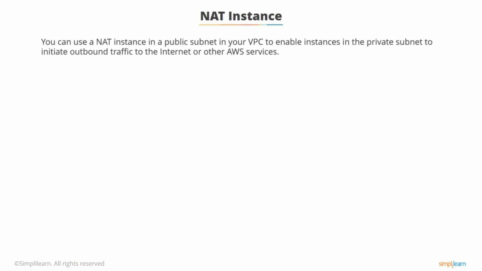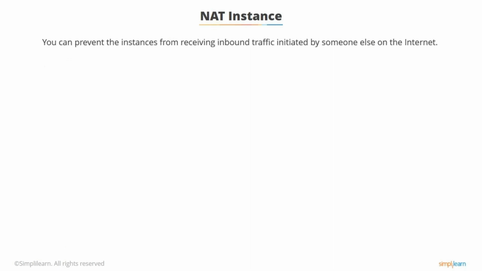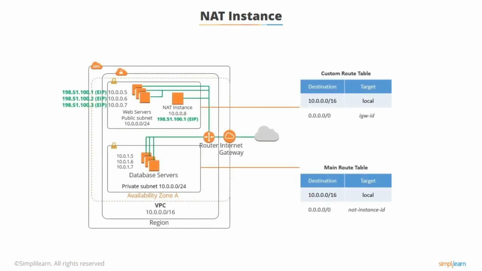You can use a NAT instance in a public subnet in your VPC to enable instances in the private subnet to initiate outbound traffic to the Internet or other AWS services. But you can prevent the instances from receiving inbound traffic initiated by someone on the Internet. This slide illustrates the communication between the instances running in the private subnet and the Internet through the NAT instance. The main route table sends the traffic from the instances in the private subnet to the NAT instance in the public subnet.